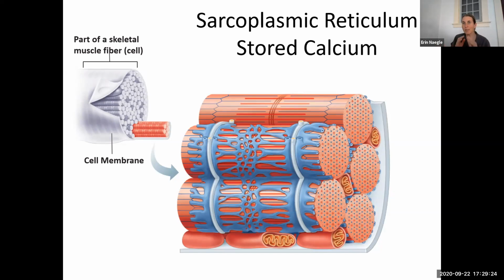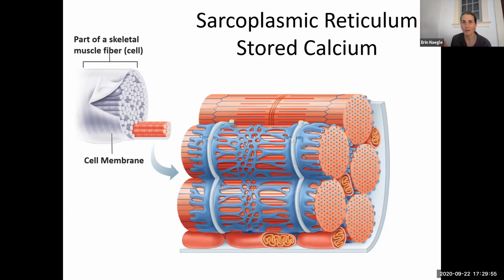But what you'll notice is it has a lot of surface area and it encircles the myosin and the actin, these groups of myofibrils. So inside of that is stored the calcium. When the calcium gets released from that sarcoplasmic reticulum, then the calcium can bind to the troponin, the tropomyosin can move, and the myosin can bind to the actin.